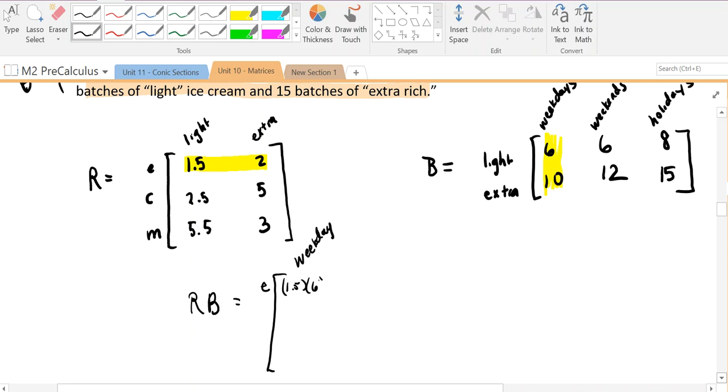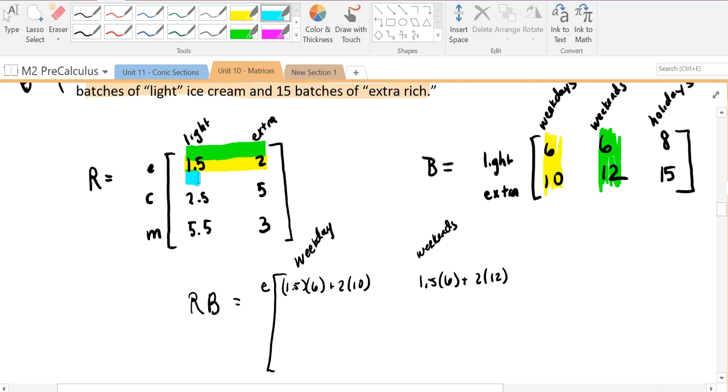1.5 multiplied by 6 plus 2 times 10. And when I do this, this is all just determining how many eggs I need on each of the days. So on weekends, I have 1.5 multiplied by 6 plus 2 times 12. And then once more, I'm going to have 1.5 times 8 plus 2 times 8. And this is on holidays.